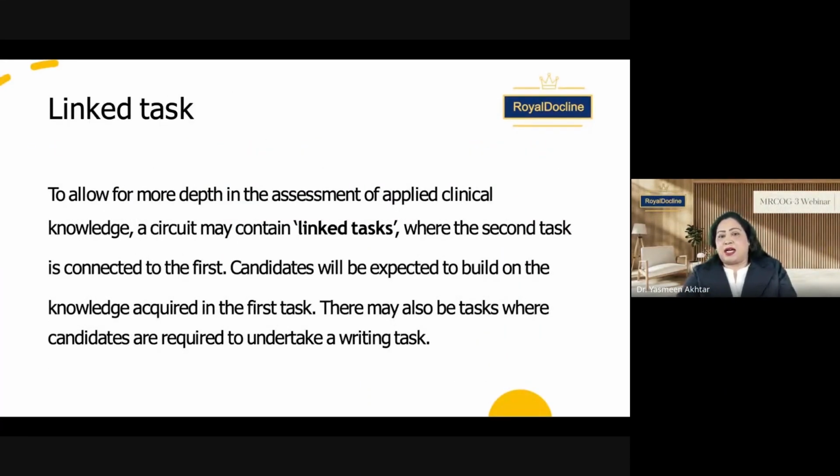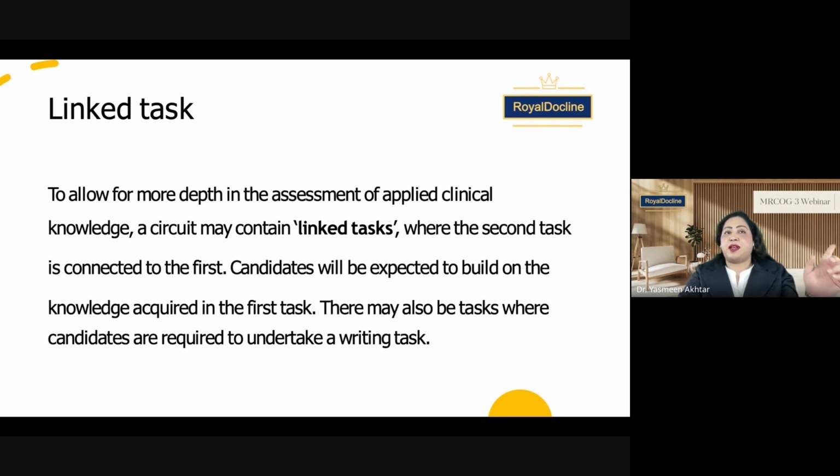Then comes a linked task. This is the third type of task. It is to allow for more depth in the assessment of applied clinical knowledge. A circuit may contain a linked task. It is not always the case. Sometimes in the circuit they put the linked task, and sometimes they don't. For example, there was a circuit one time where the question was that there was a swab left in the vagina. And then there was an actor sitting over there asking all the questions and the scenario.